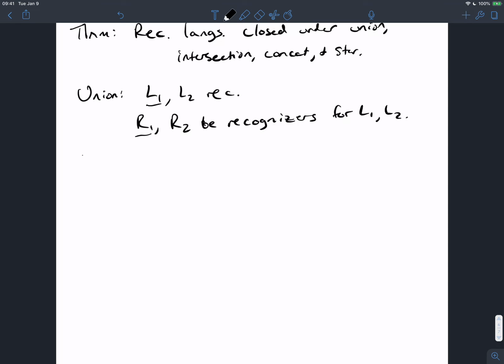Okay, so let's try the same strategy that we had before. I'm just letting you know, this strategy will not work. I'm full of bad ideas, so don't follow this idea. Our idea before was to run R1 on W, and then we did some stuff after.